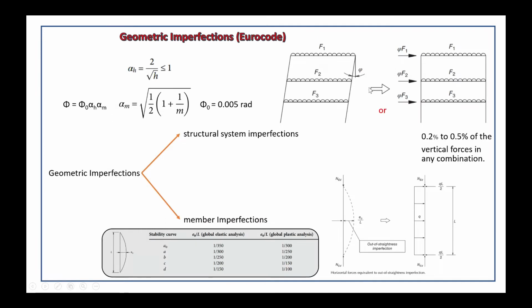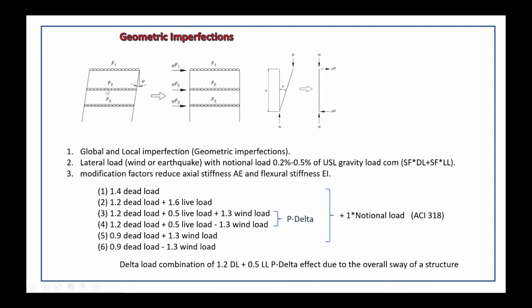And we want to clarify the previous tutorial about how to use notional load in Eurocode, or in AISC or ACI code. It's a similar concept, but a different formula. This is the specific formula for Eurocode, applied for P delta, big P delta.